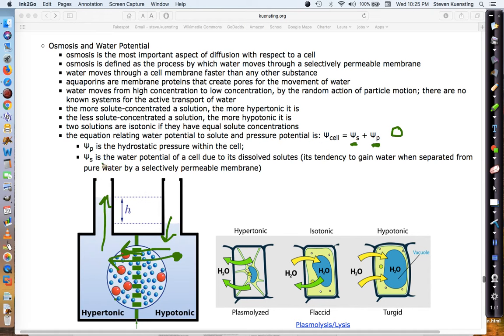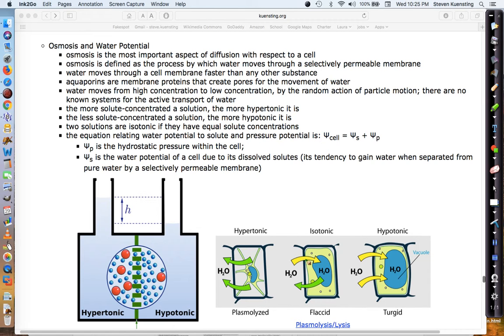Now, the solute potential is the water potential of a cell due to its dissolved solutes. That is, the tendency of the cell to gain water when separated from pure water by a selectively permeable membrane. That is what the solute potential is. Cells have to concern themselves with water because water moves through the membrane very fast. So if a cell gets placed into an environment that's extremely hypertonic, water will move out of the cell into the hypertonic environment around it. That will plasmolyze the cell, meaning it loses all of its water, it dehydrates and dies.